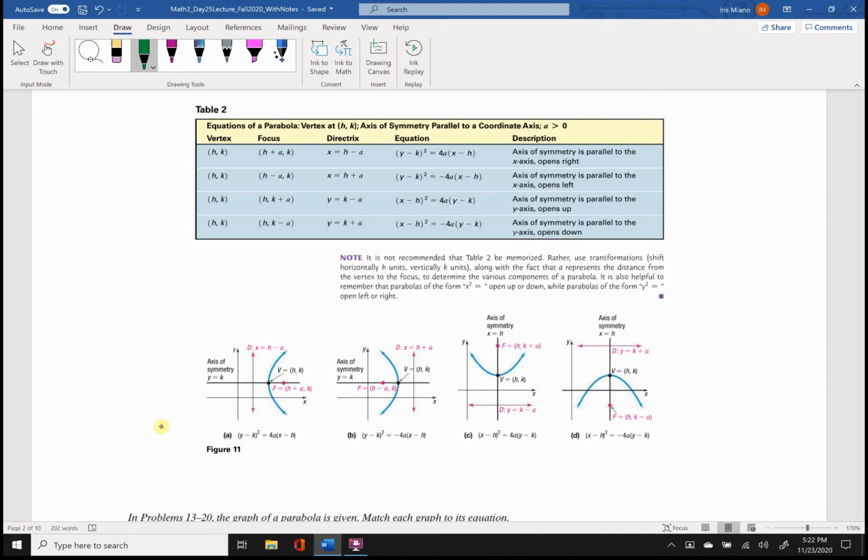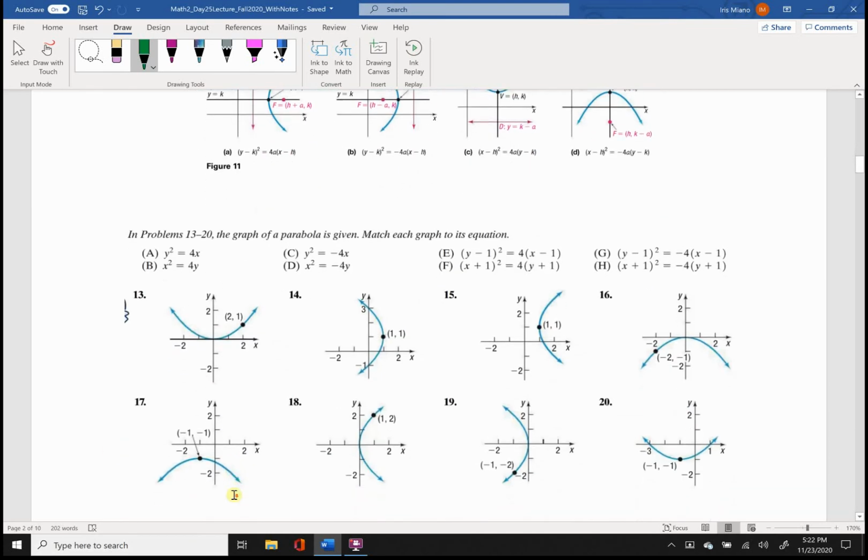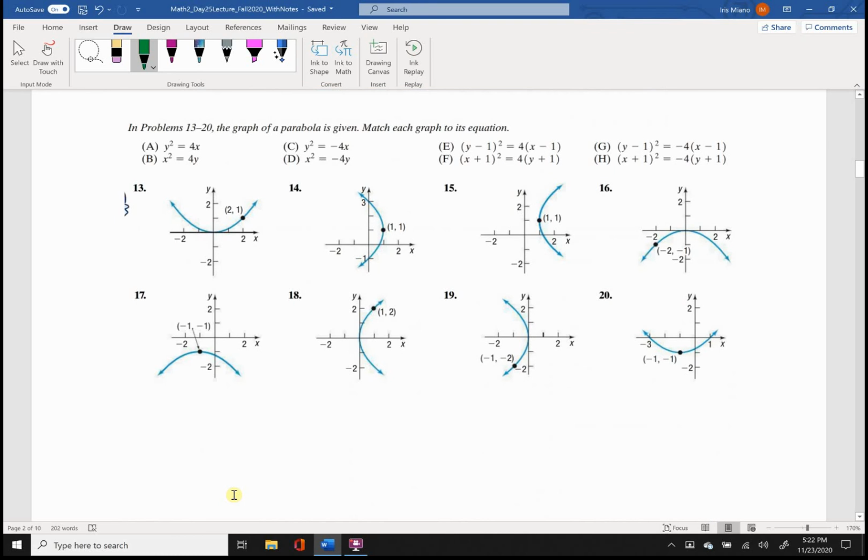And I want to highlight the textbook's note where they say, hey, don't try and memorize this. Just get to know table 1 and make some adjustments via transformations that you already know how to do in the vertical and horizontal sense. Okay, so it's a lot of information to take in, but I do want to just get started on some exercises. And then the practice will hopefully help you absorb a lot of the information that's in these tables, okay?